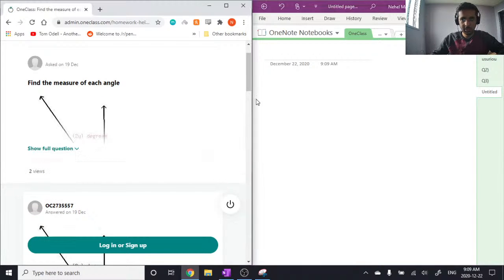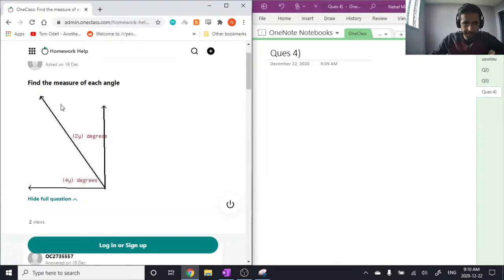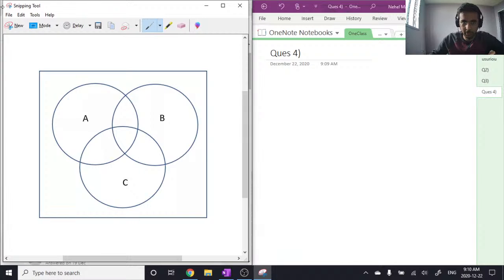Next question, question number 4 for today. Find the measure of each angle. So we're given this diagram, and we need to find how this line intersects with these two lines and the angles they form.